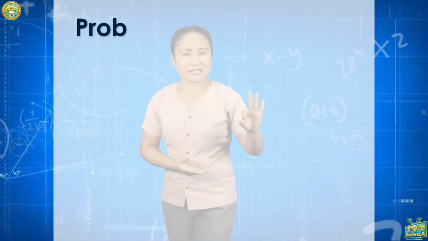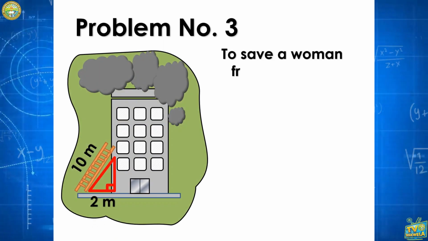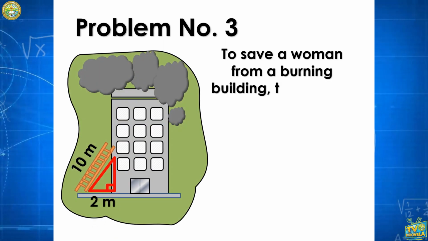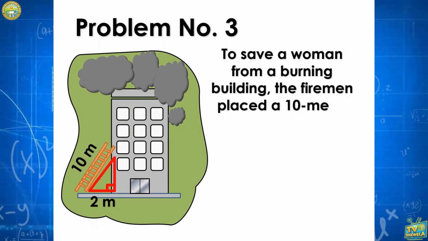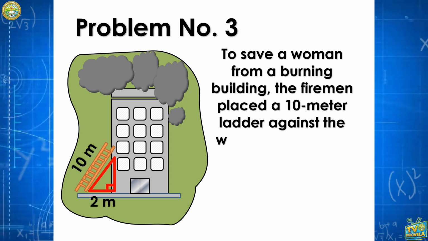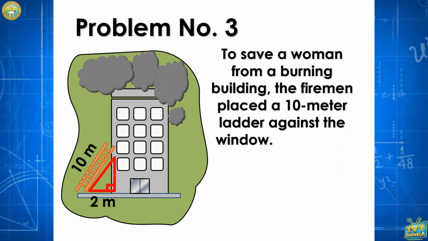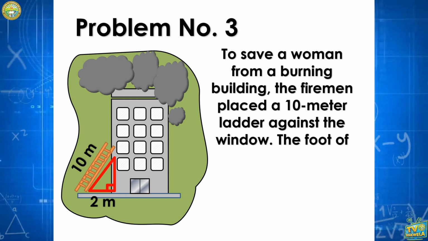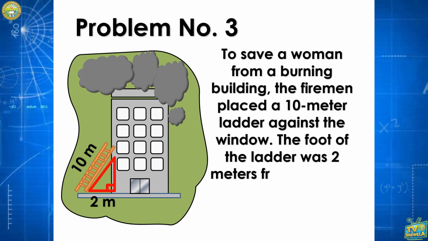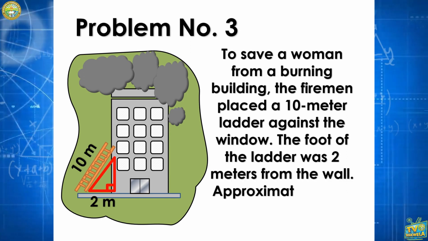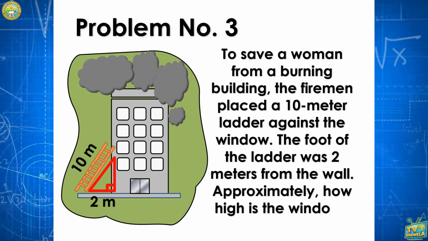Do you agree? Good to hear that. One last problem for today's lesson. Problem number 3. To save a woman from a burning building, the firemen placed a 10-meter ladder against the window. The foot of the ladder was 2 meters from the wall. Approximately, how high is the window?